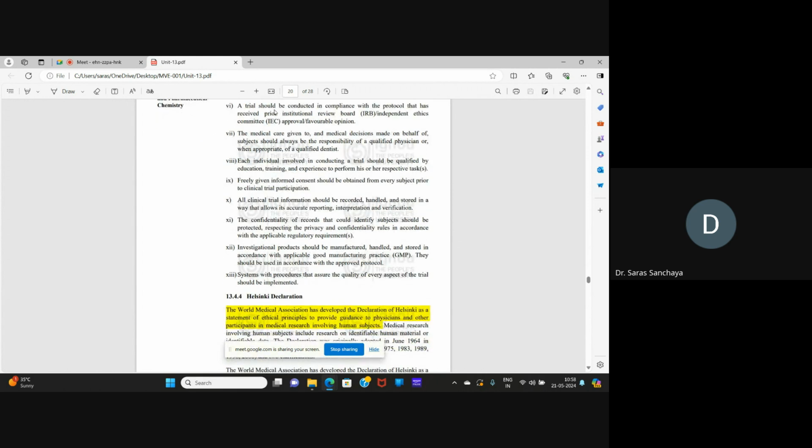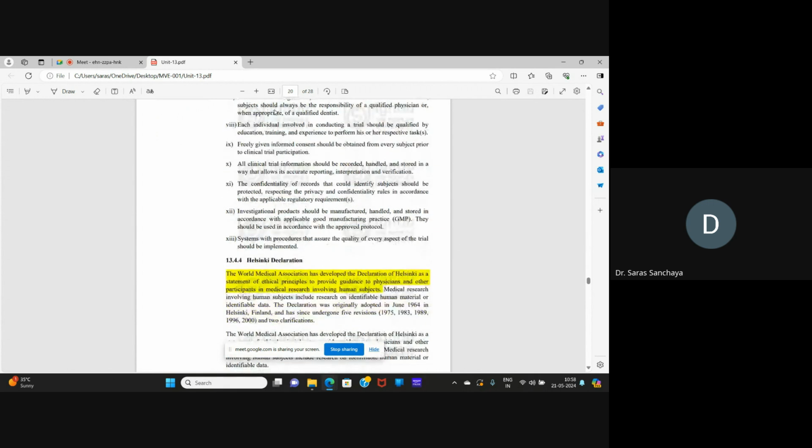Investigational products should be manufactured, handled, and stored in accordance with the applicable good manufacturing practices. They should be used in accordance with the approved protocol. Systems with procedures that assure the quality of every aspect of the trial should be implemented.